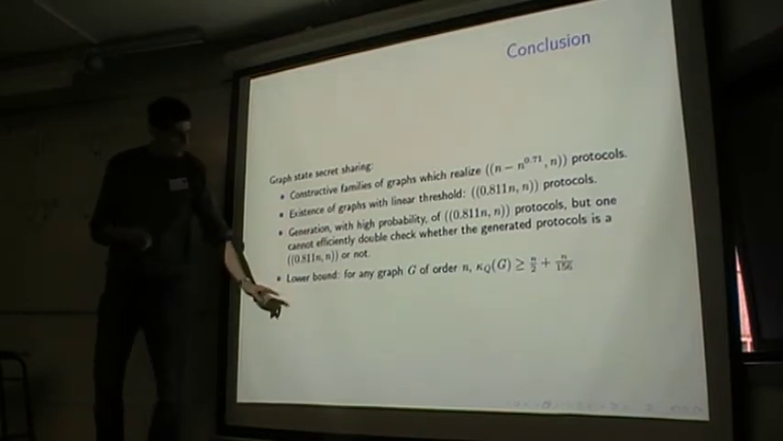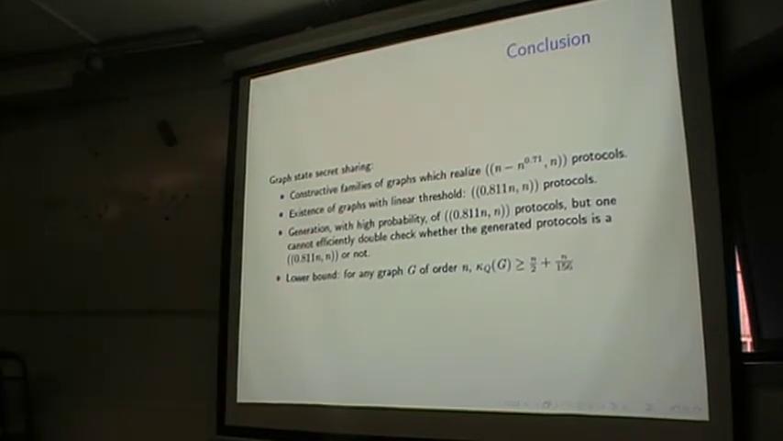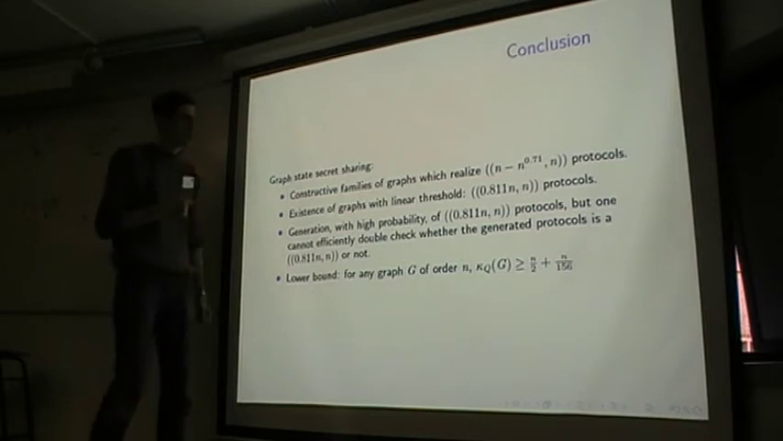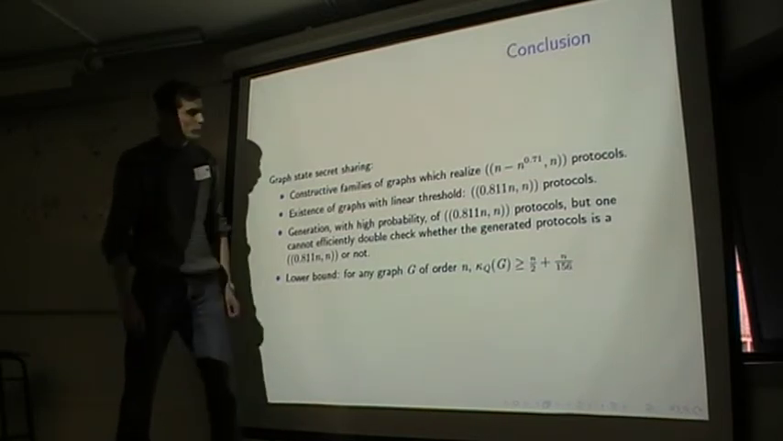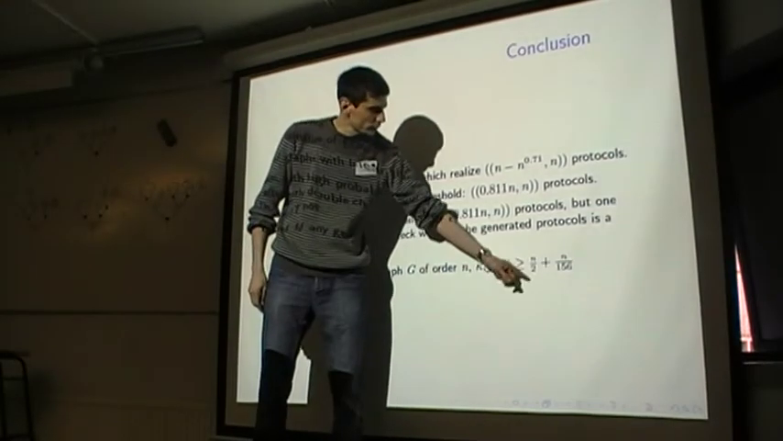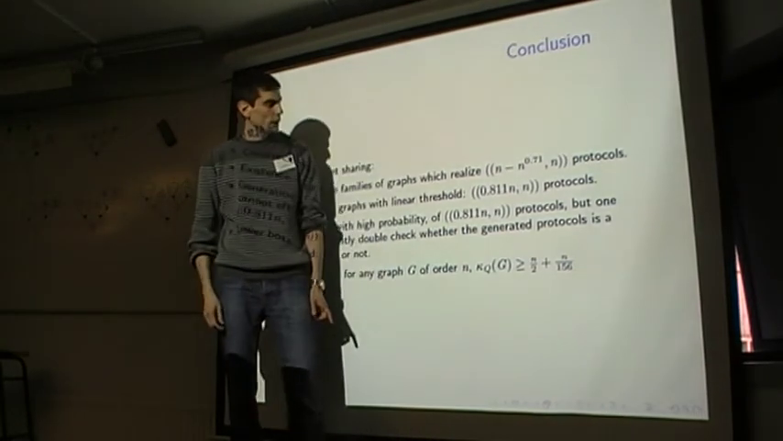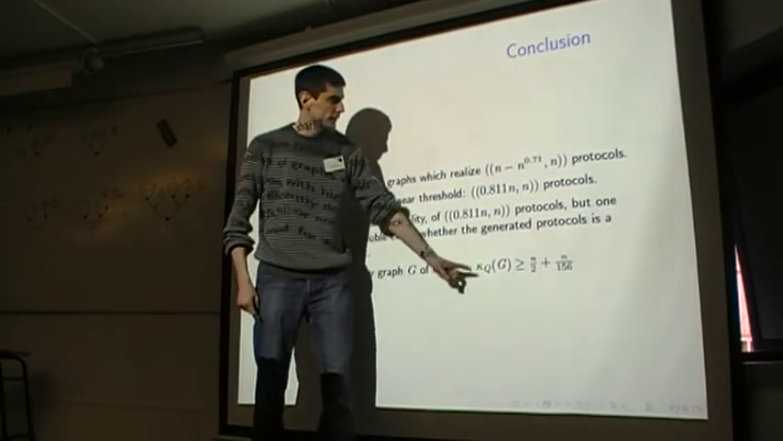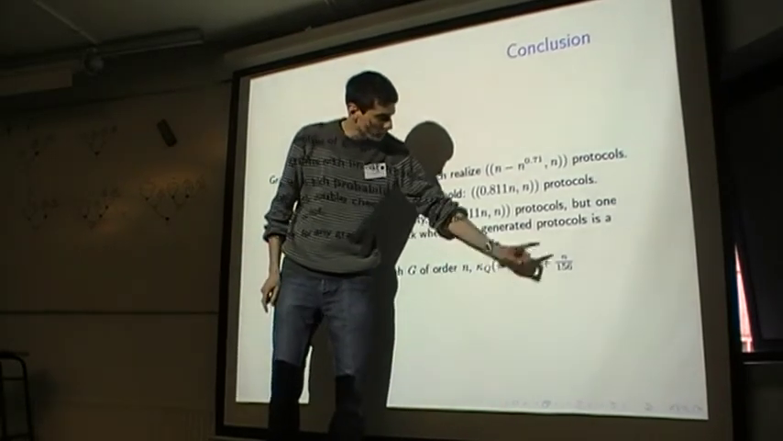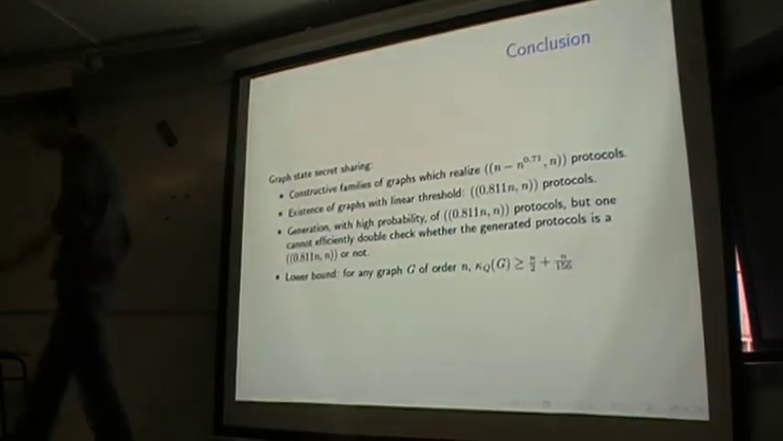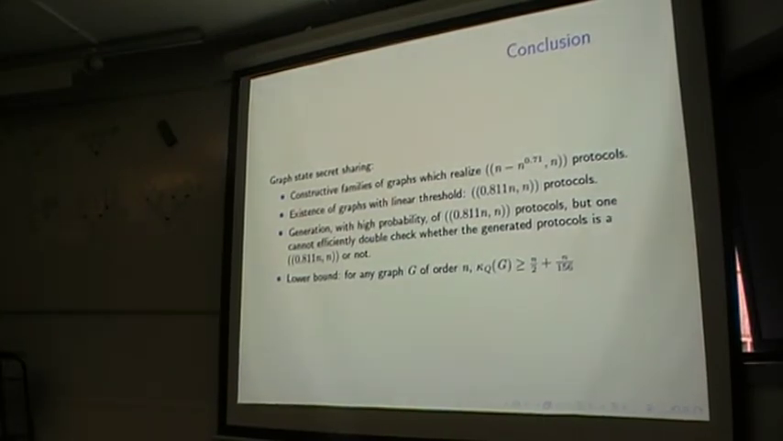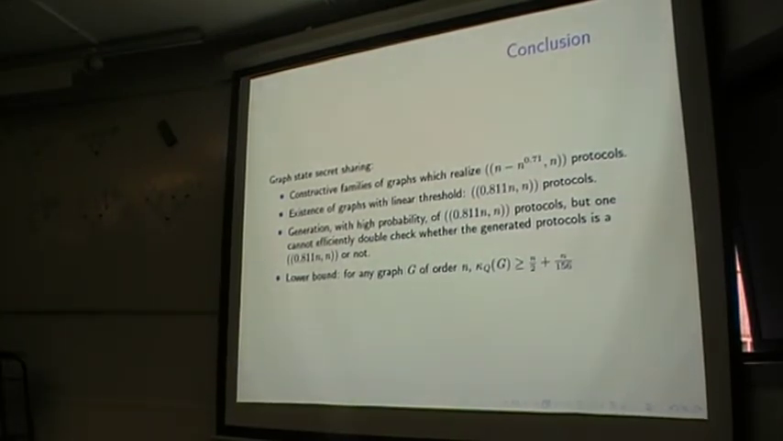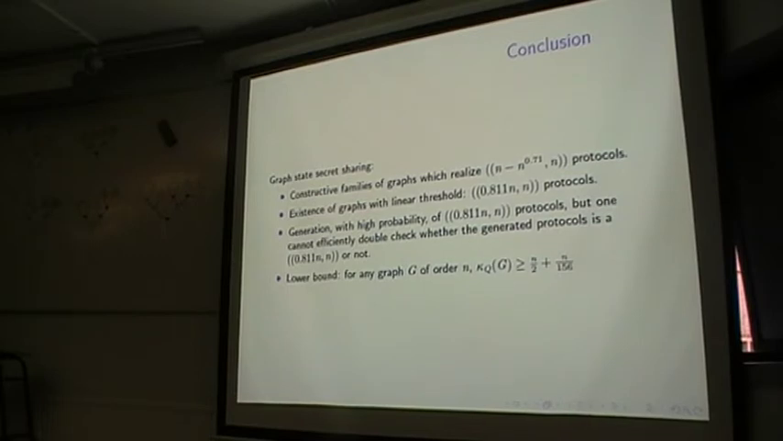And finally, there is a lower bound. I haven't talked about that, but we can also prove a lower bound on the kappa q of a graph. From the no-cloning theorem, we know that the kappa q is always larger than n/2. And in fact, we are able to prove a little bit better. We prove that it's greater than n/2 plus n/156. It's a small improvement to the no-cloning theorem.